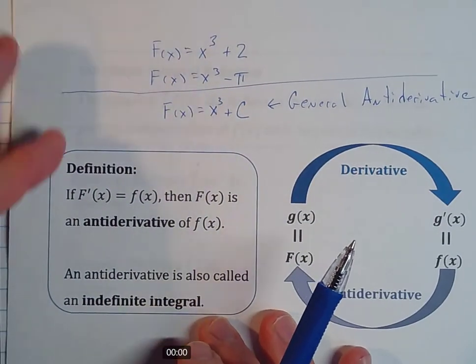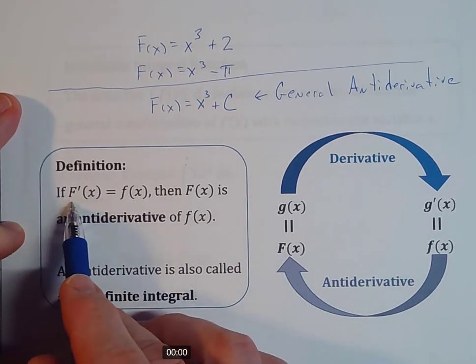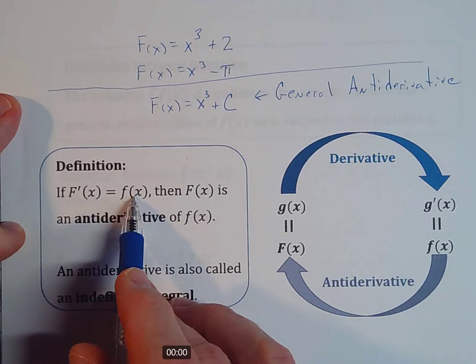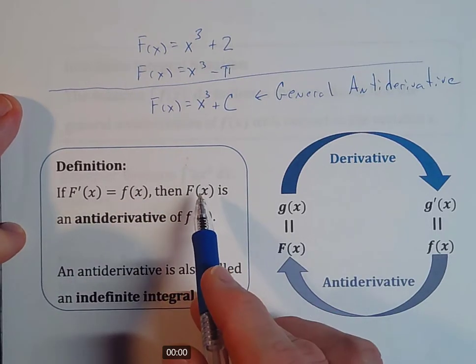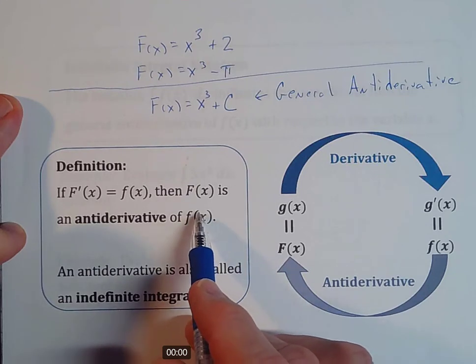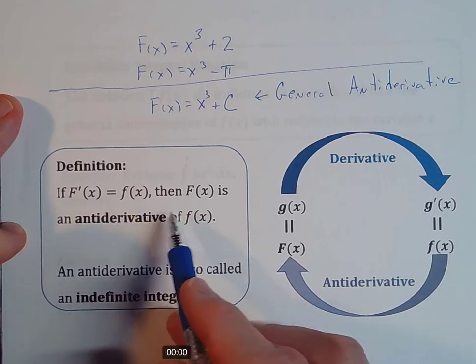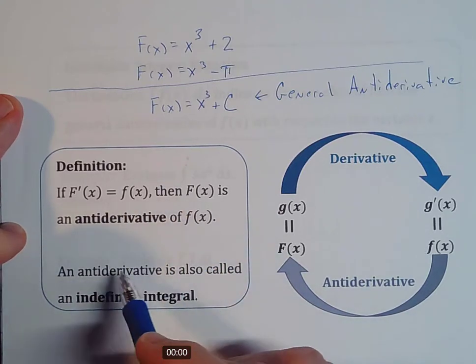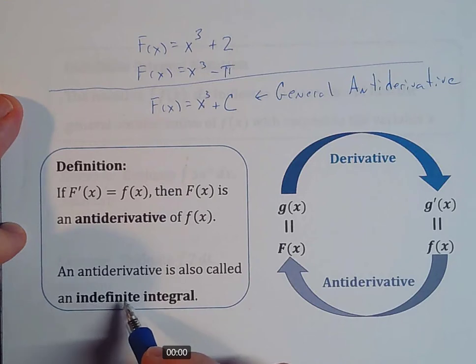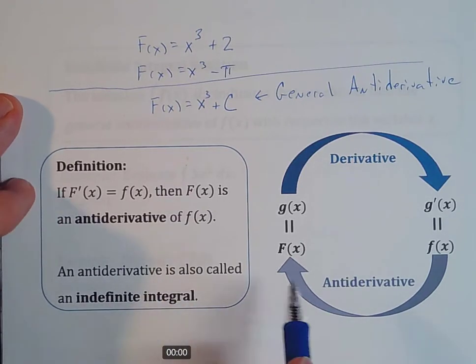So let's get some terminology down and make sure we understand what's going on here. If capital F prime of x is equal to little f of x, then that makes capital F of x the antiderivative of little f of x. In other words, the antiderivative is the function you would take the derivative of to get little f of x. An antiderivative is also called an indefinite integral. Now, don't worry too much yet about what that means. What is this integral word? Well, okay, we'll get there, but don't worry too much about it just yet.